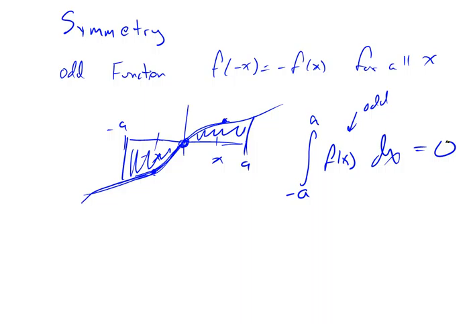I don't have to find any antiderivatives and plug in endpoints if I know that this is an odd function and the interval is symmetric. That is, it goes from negative some value to positive the same value. Then the integral is 0.